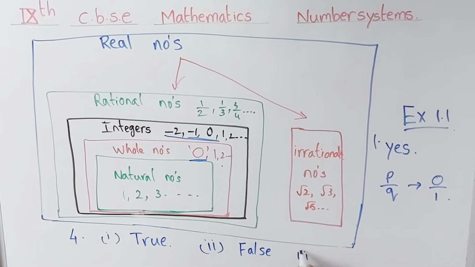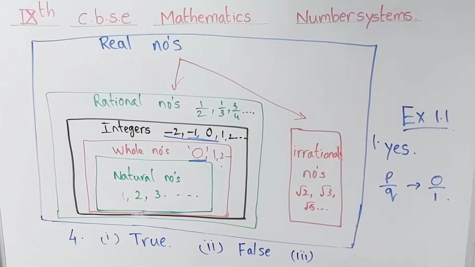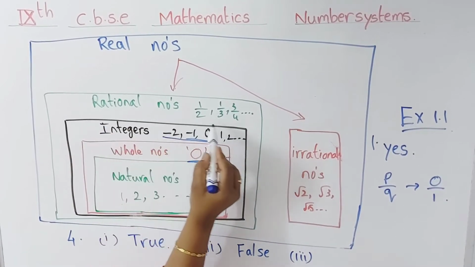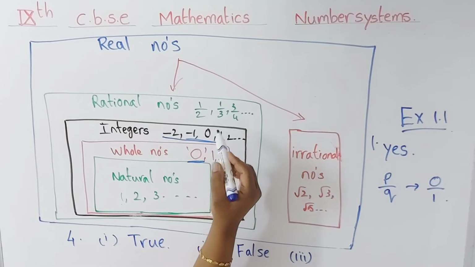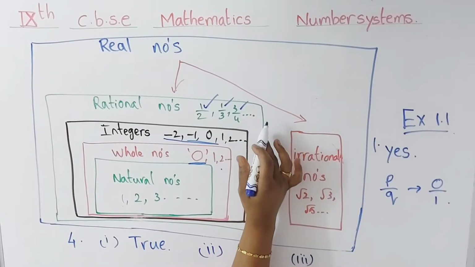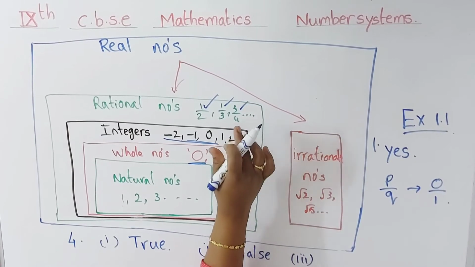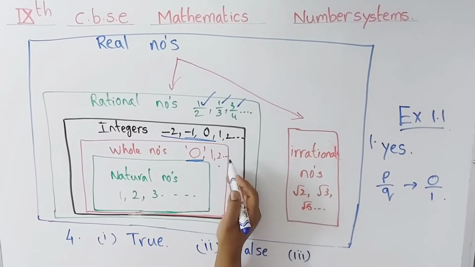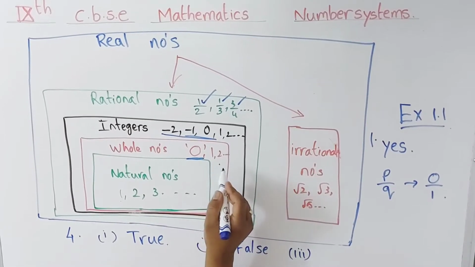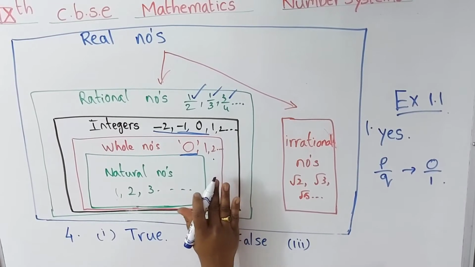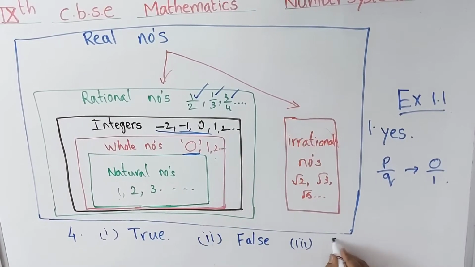Now we'll see the third question, children. Third statement: every rational number is a whole number. These are rational numbers. Rational numbers means we have fractions also: 1 by 2, 1 by 3, 3 by 4, right? Every rational number is a whole number? No, whole numbers means we have only 0 and positive numbers. No fractions here. So every rational number is not a whole number, children. So this is also a false statement.